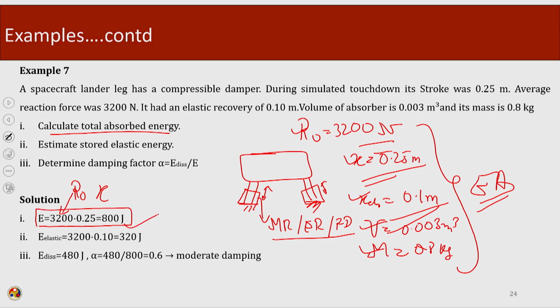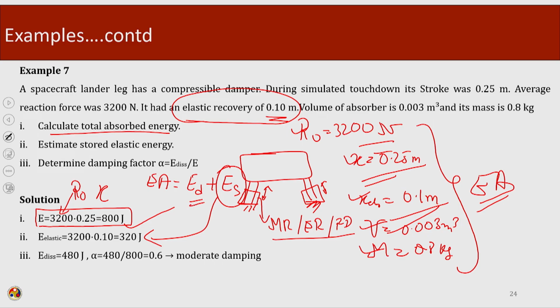So this we can simply do. After that, estimate the stored elastic energy. Here we know that energy in an absorber is constituted of two parts. One is the energy dissipated and the other is the energy stored. Energy stored is in terms of the recovery, and its recovery is 0.1 meters. So this will be given by this quantity. So 0.1 meter is recovered, and out of 0.25 meters, 0.15 meter is dissipated.